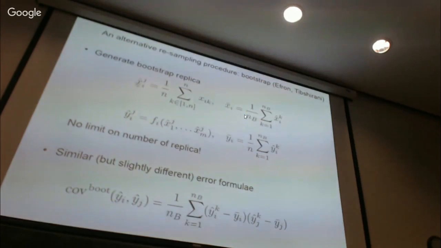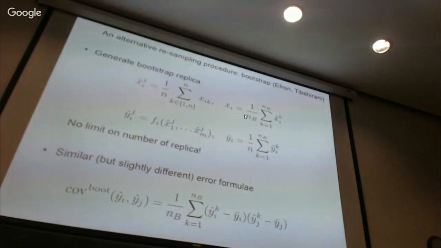Here's our bootstrap replica of the primary observable mean. Now, what we do there is instead of removing one of the original data sets, we generate a new data set that has the same number of elements by drawing with replacement from the old data set. So just to illustrate, say my original data set had 5 elements in it: x1, x2, x3, x4, x5.